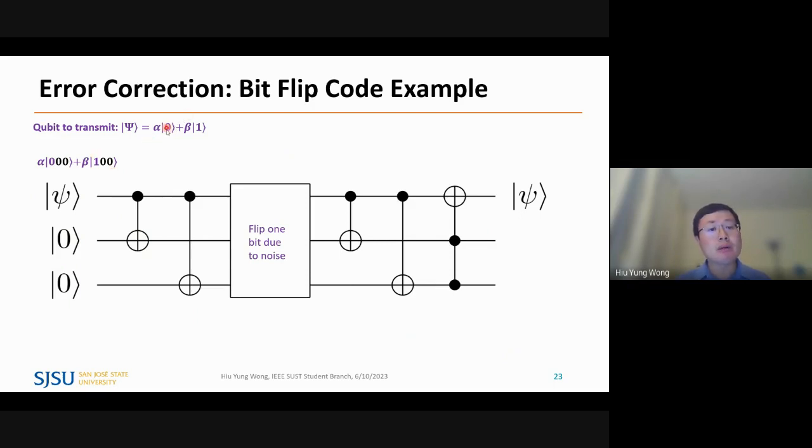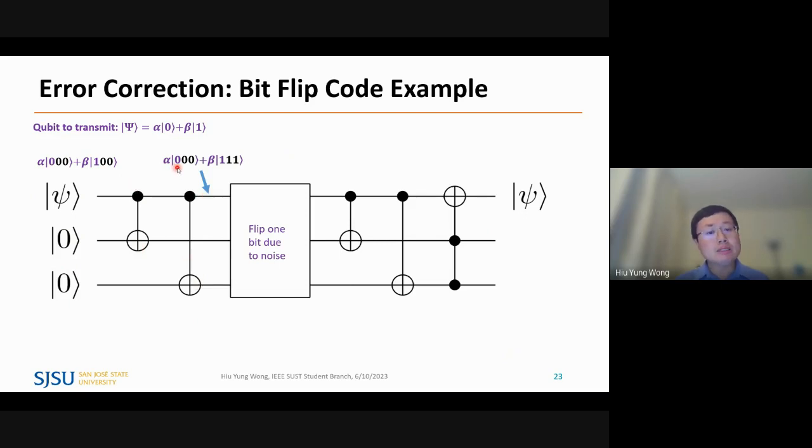Just 0, 0 multiplied to 0, and then 0, 0 multiplied to 1. Okay, so then what happened? I go through a control NOT gate, and then another control NOT gate. What does it say? It says if this qubit is 1, then you negate this bit. If this qubit is 1, you negate this bit, right?